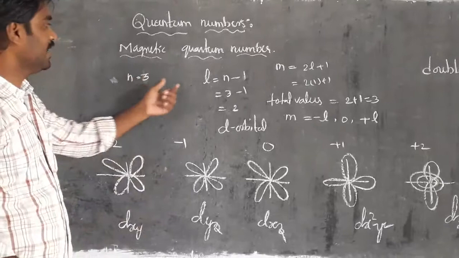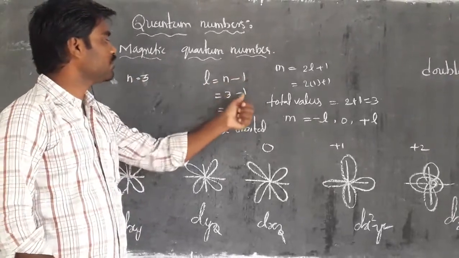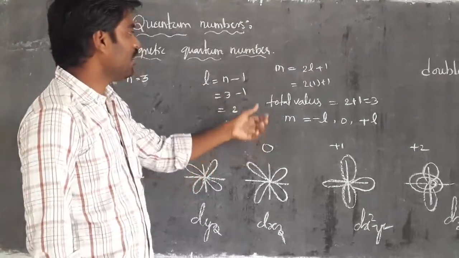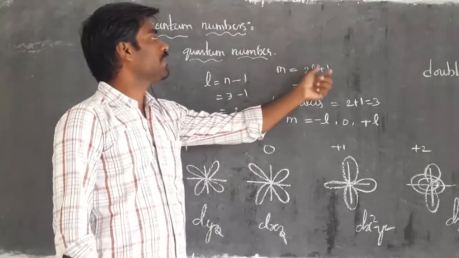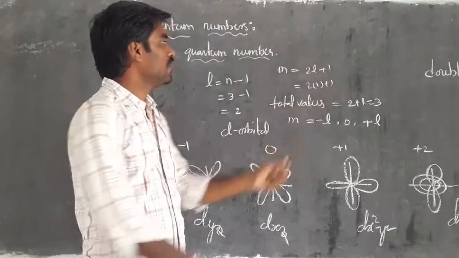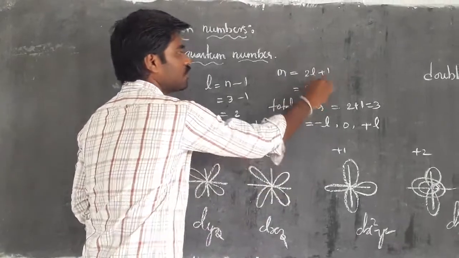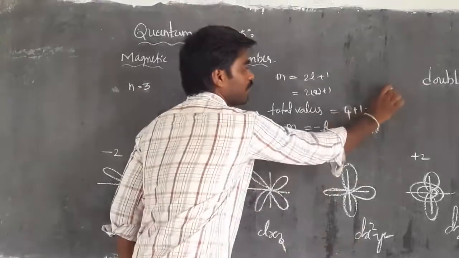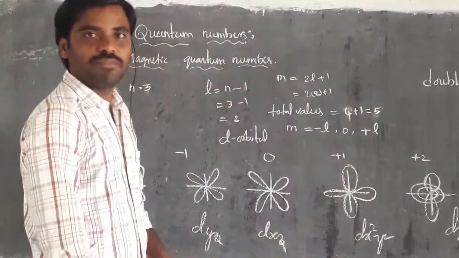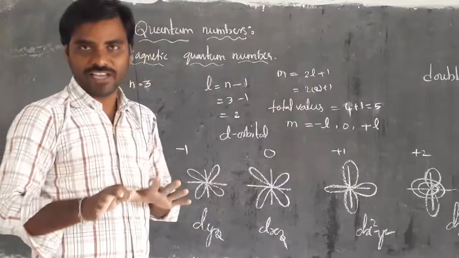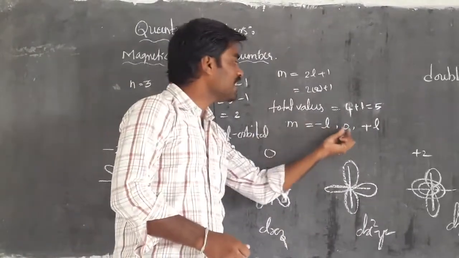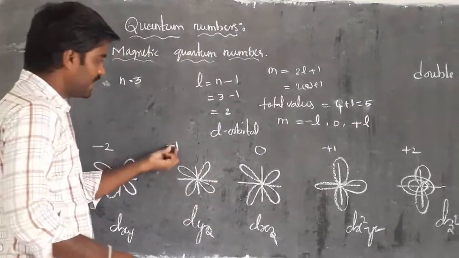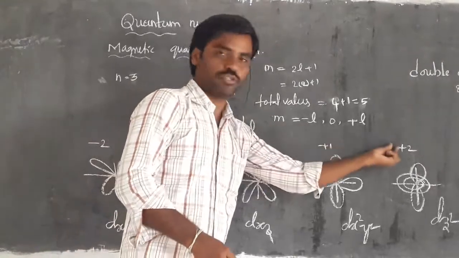When n is 3, the l value is n minus 1, that is 3 minus 1 equals 2. An l value of 2 indicates the d orbital. For the d orbital, the number of magnetic quantum numbers is 2l plus 1. Substituting l equal to 2, we get 4, then 4 plus 1 is 5. So the total number of m values is 5. It starts from minus l, 0, plus l, all integers: minus 2, minus 1, 0, plus 1, plus 2.